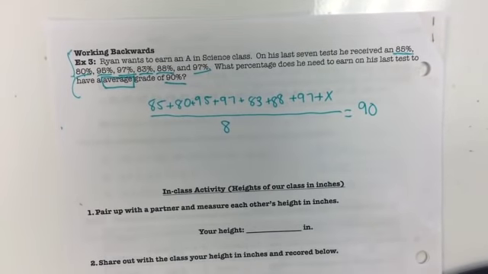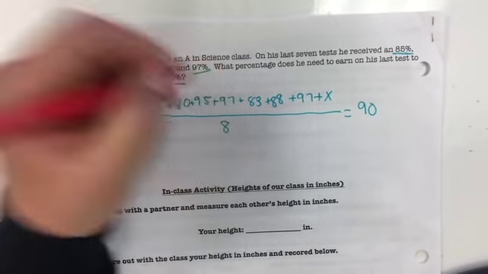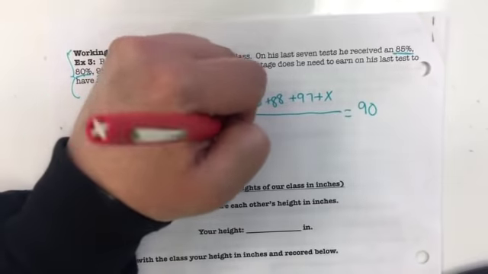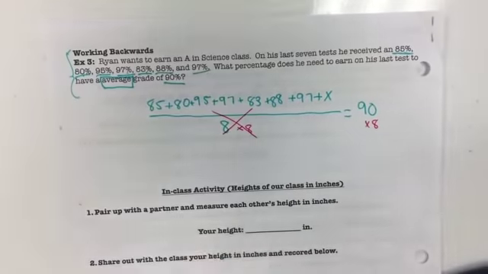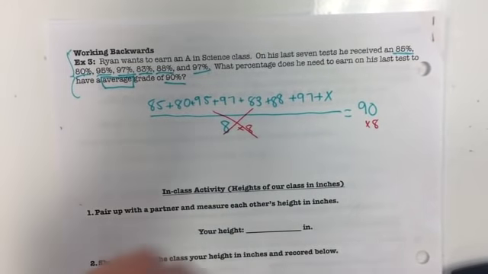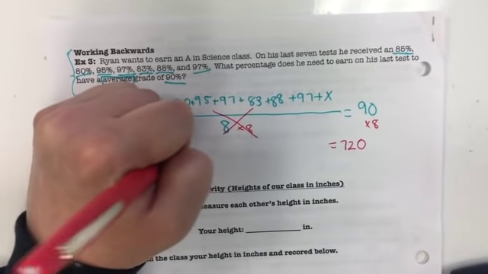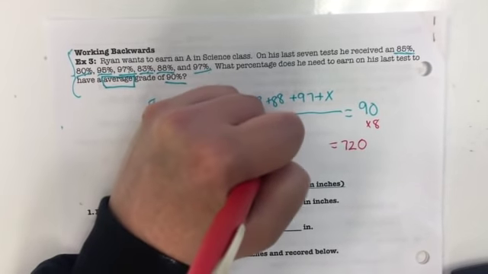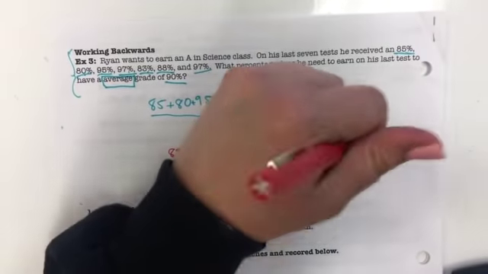Now, in order to solve this, we're actually just solving an equation. So what we're gonna do to solve this equation is first use inverse operations to reverse the division of 8. So to do that, we're gonna multiply by 8, and then that cancels out the division. Whatever you do to one side, you want to do to the other. So you're gonna find 90 times 8 to be 720. So now we know that 85 plus 80 plus 95 plus 97 plus 83 plus 88 plus 97 plus x has to be 720.